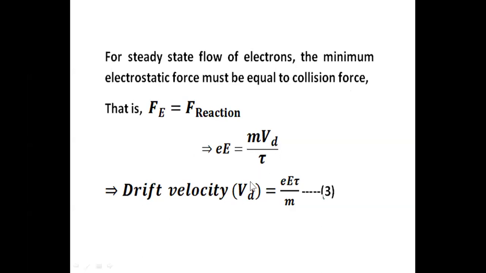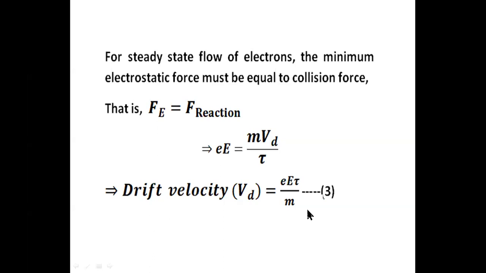From this expression, I have written the expression for drift velocity. That is small e into capital E into tau by m. This is nothing but E tau by m. This is the basic expression for the drift velocity obtained by these electrons in the presence of an electric field.